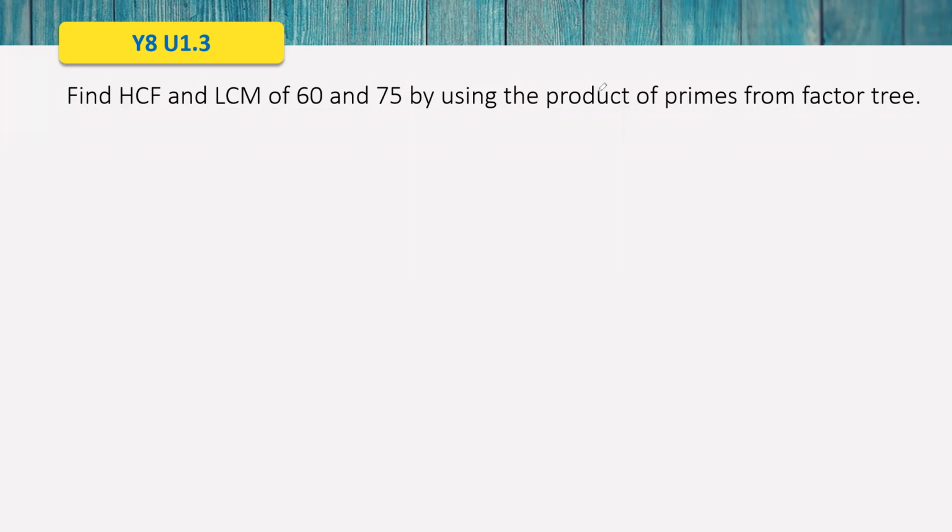So, highlight the keyword. I'm going to find HCF and the LCM of these two numbers by using product of primes from factor tree. So there are a few methods. What does it mean by factor tree and products of prime? Basically, I'm putting 60 as a product, meaning multiplication between the prime factors in order to get 60. Similarly, it goes for 75. I'm going to find the product, multiplication of the prime factors to get 75.